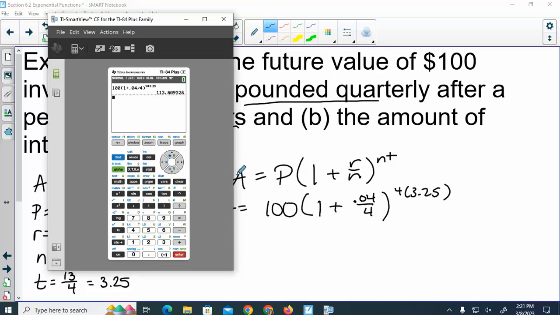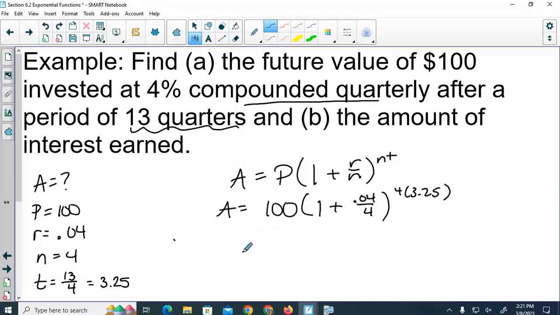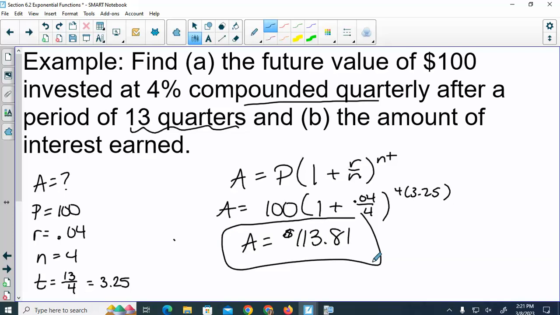Alright. So, since I'm talking about money, how many decimal places should I keep here? 2. Now, round accordingly. So this is 113.35. I got the same thing. Oh, you did divide it by 4.